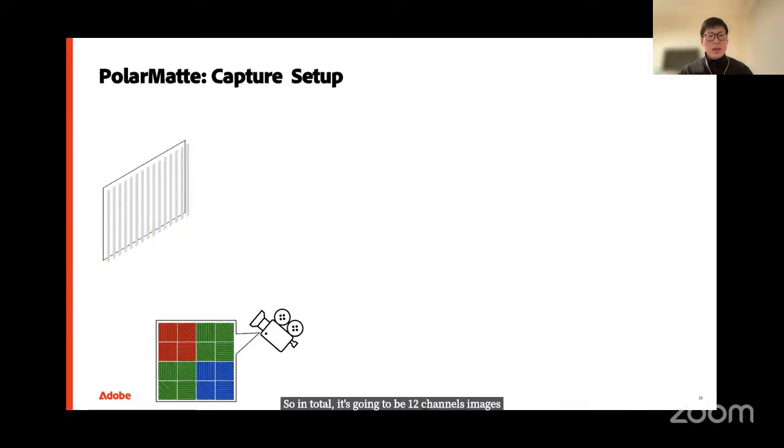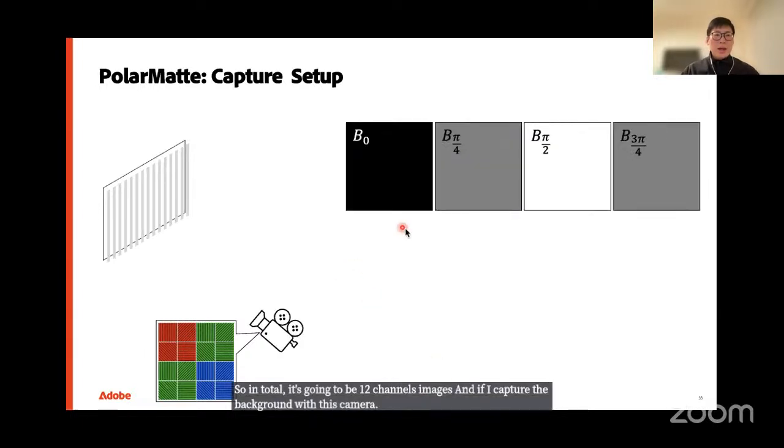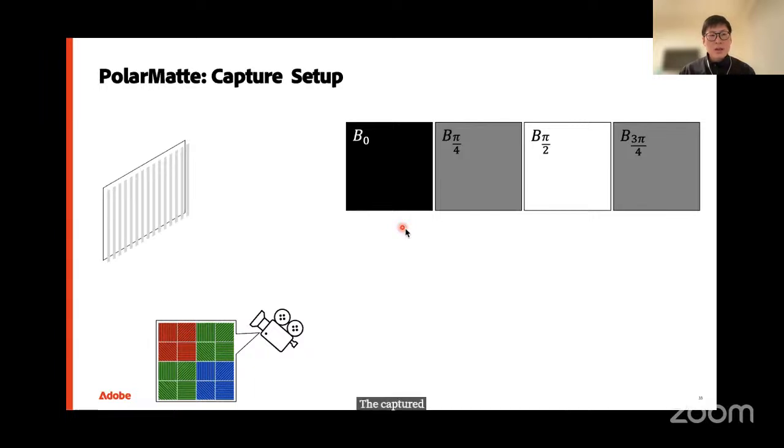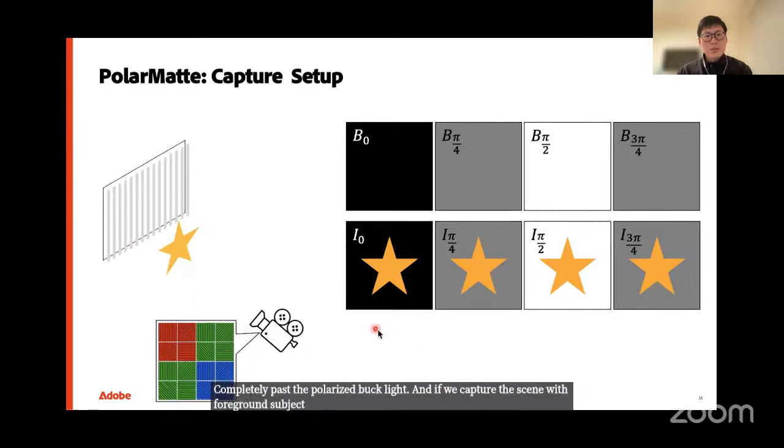And if I capture the background with this camera, the captured image will be like this because the background is completely polarized. One filter completely blocks the polarized backlight, and one filter completely passes the polarized backlight. And if we capture the scene with a foreground subject, the captured image will be like this.